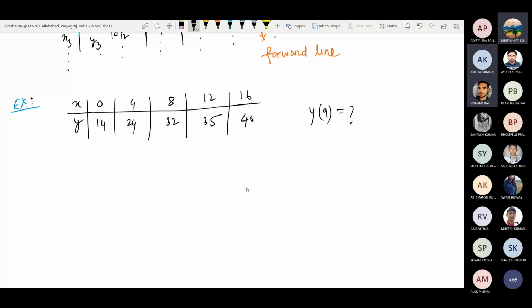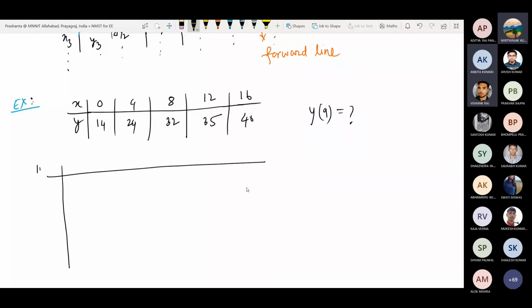So let us create the forward difference table. Which element will be chosen as center? 8 or 12, it is up to you. Suppose you are choosing 8 as center. At 9 you have to determine the value, so the data before 9 or the data after 9 will in general be chosen as center. It is up to you. Suppose 8 is chosen as center. So let me create the forward difference table.